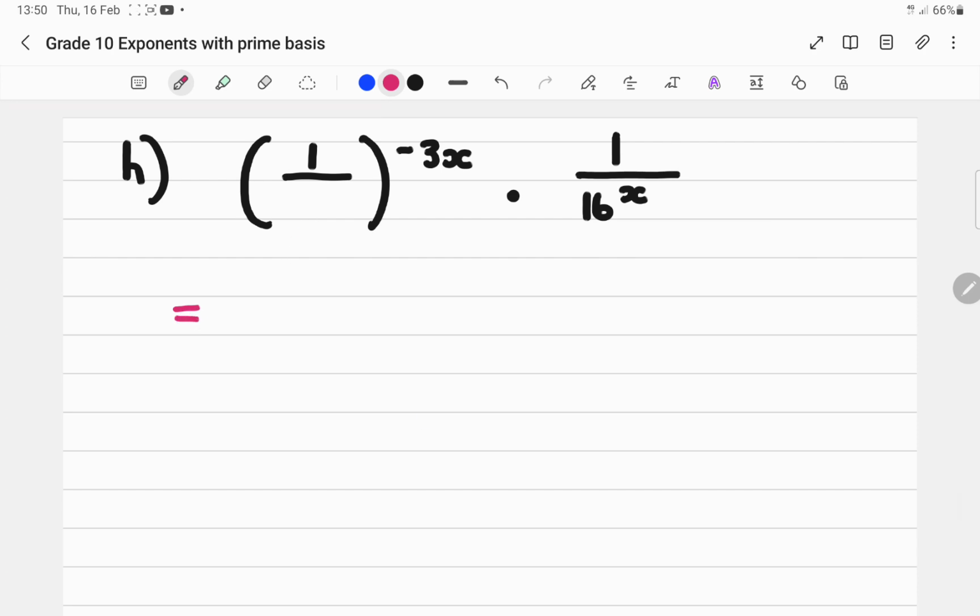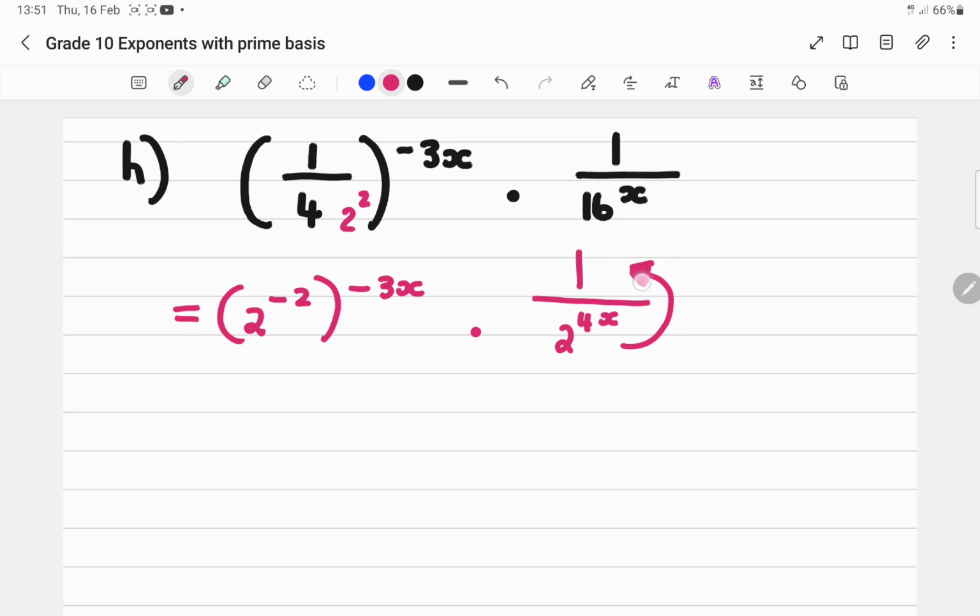So the quarter, the 4 becomes 2 to the power of 2. How do I bring it upstairs? I make it a negative. So it's 2 to the power negative 2. And that is all raised to the power negative 3x. Times 1 over 16, which is 2 to the power 4, times by x, because it's raised to a further power x.